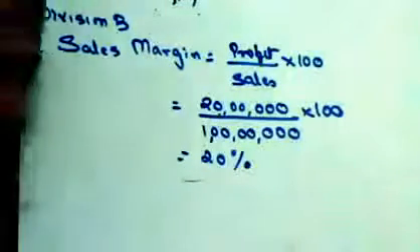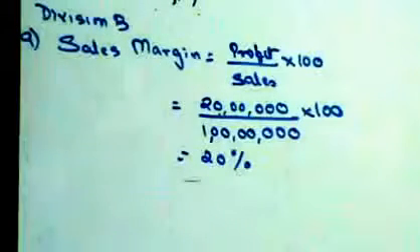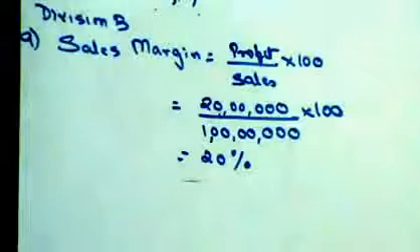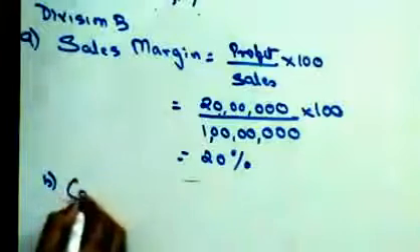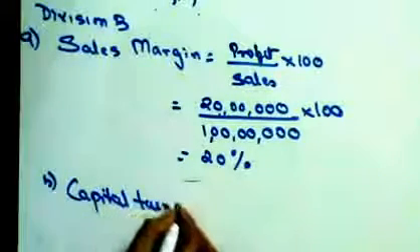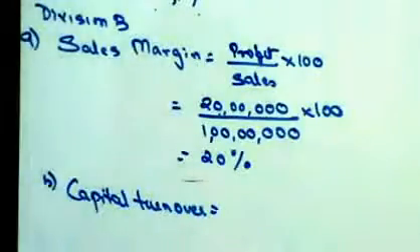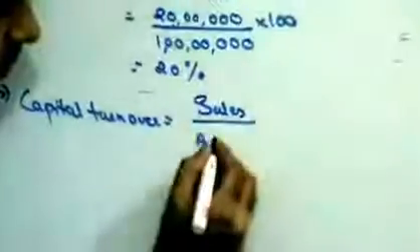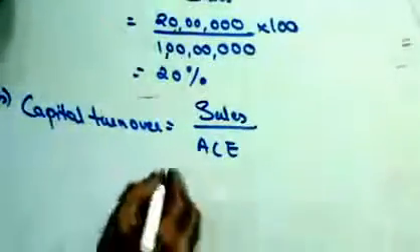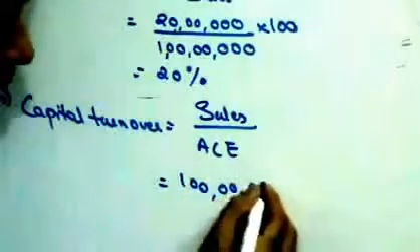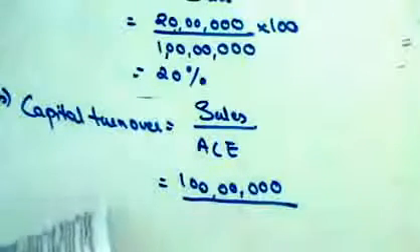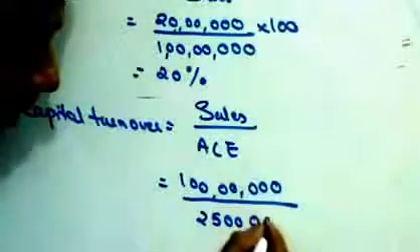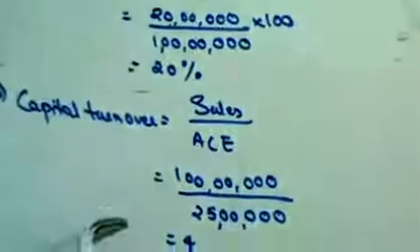Next. See, for division B, you have to find out the sales margin. So, three things are given to me. I'm trying to find out whatever data is not given to me. The first data that was not given to me is sales margin. The next thing they've asked you is capital turnover. Capital turnover is nothing but sales upon average capital employed. Sales is 1 crore upon average capital employed. Average capital employed is, they've given you, average investment is 25 lakhs. So my capital turnover ratio is going to be 4.